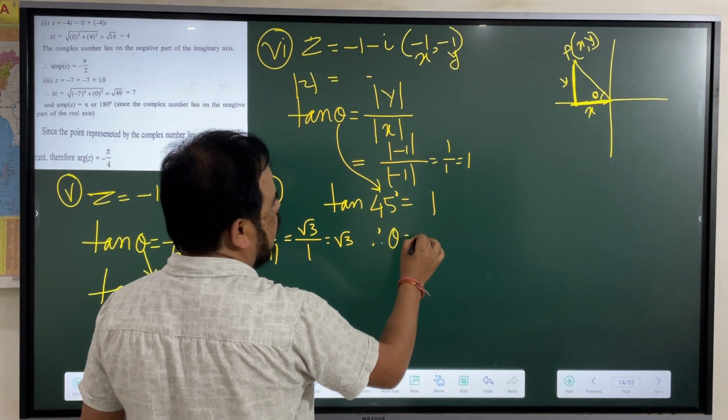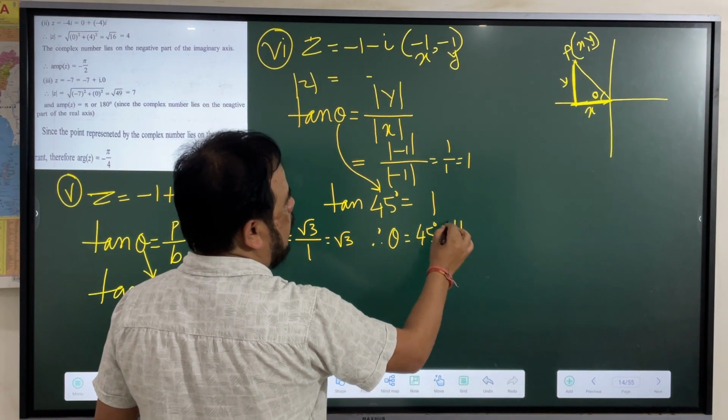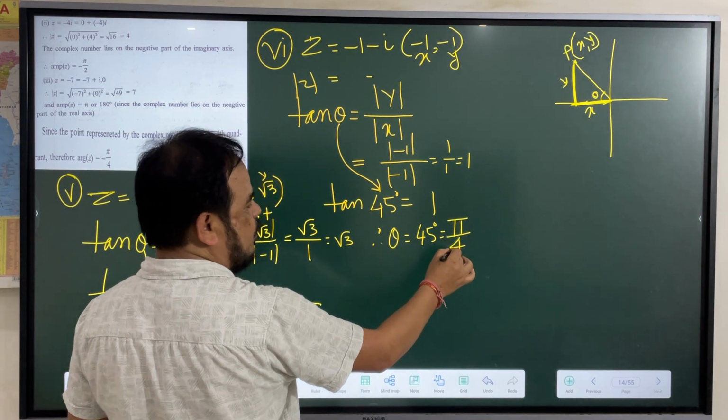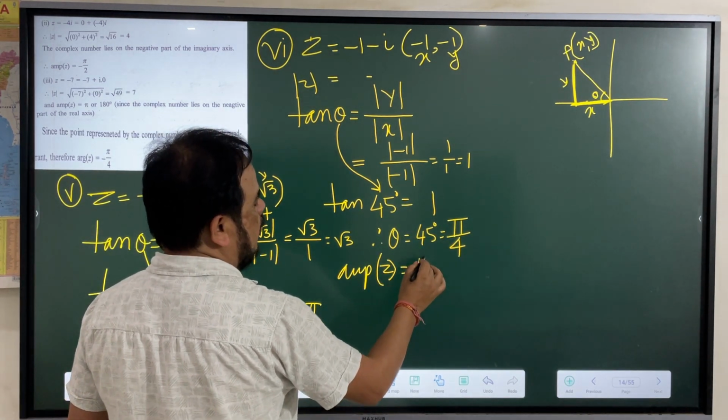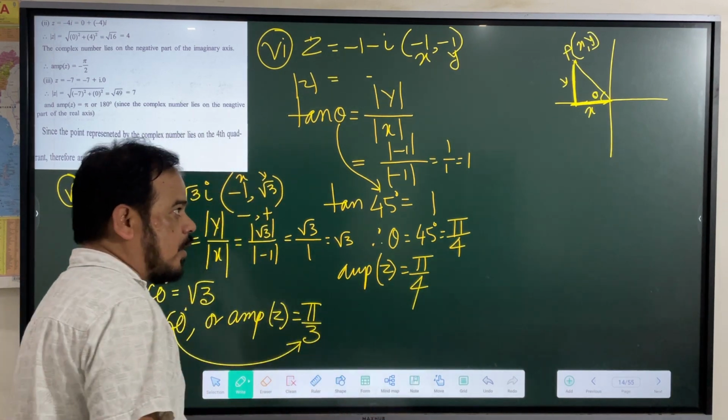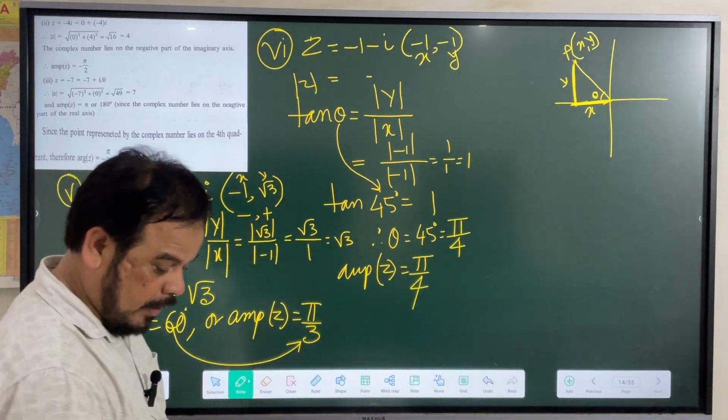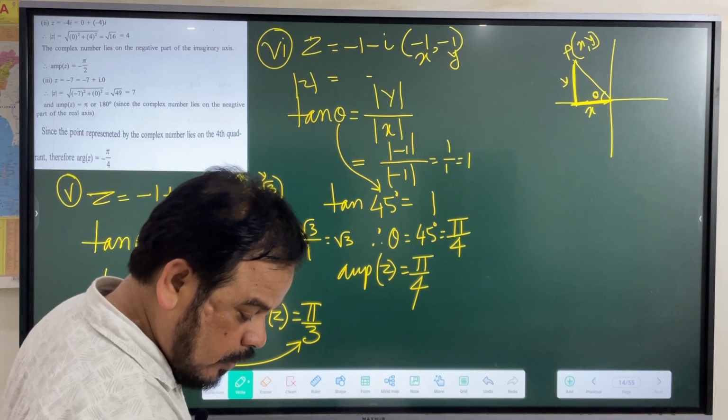Therefore, theta is equal to 45 degree or pi by 4. If you divide 180 by 4, you will get 45 degree. Or you can write amplitude of z is equal to pi by 4. This is the answer. Number 7. Yes, 7 is there.